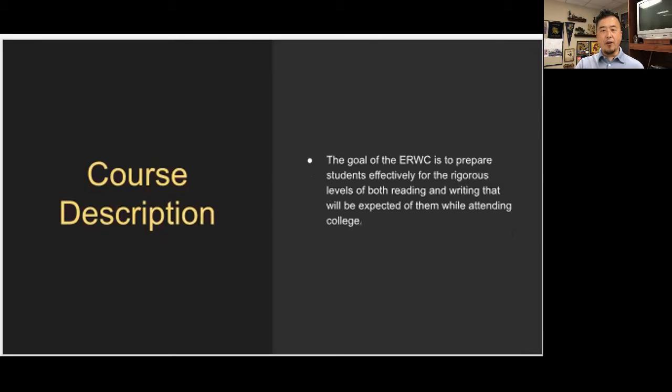The goal of ERWC, again, is to prepare students effectively for the rigorous levels of both reading and writing that we expect of them while attending colleges. And so again, if students pass this course, ERWC, in their senior year of high school, then they are exempt from taking that required course at any California State University. Immediately they go into English 101.